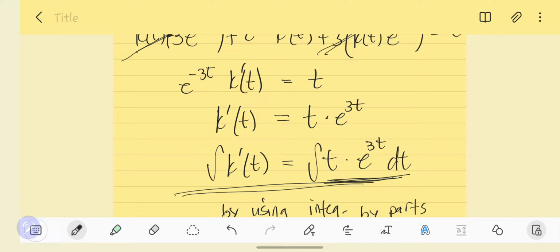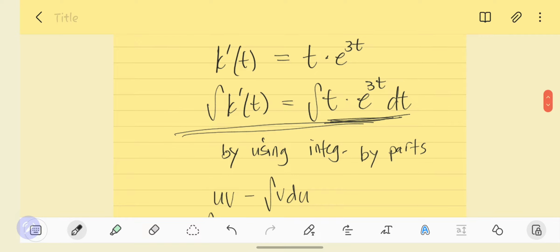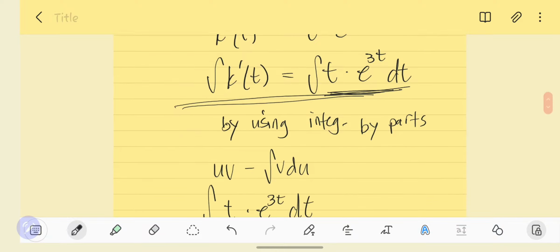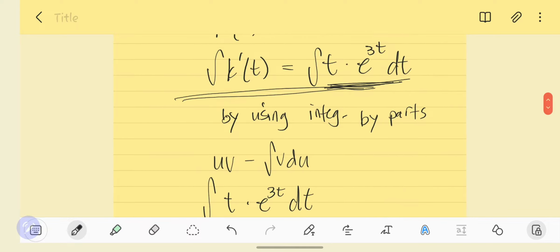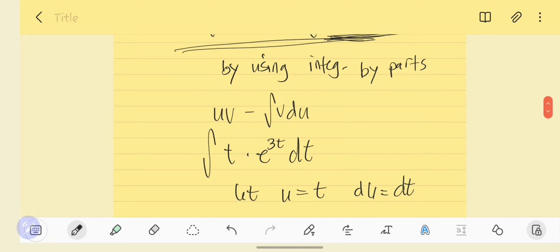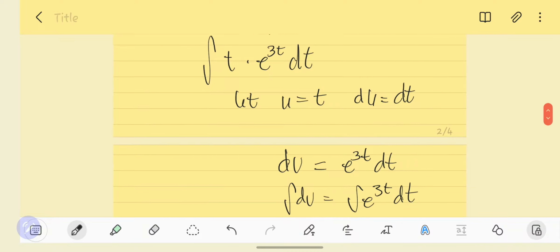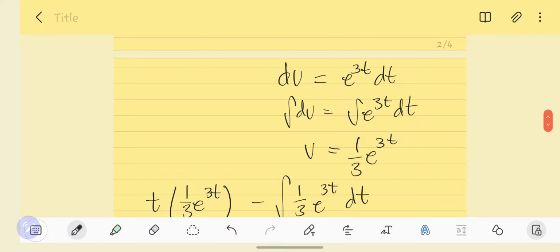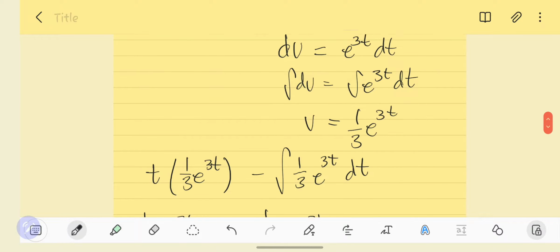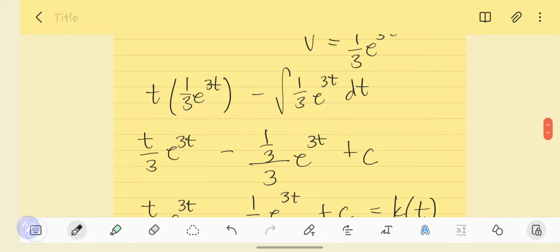Now integrating that, so we can get the k of t. The integral of k prime of t is equal to the integral of t times e to the 3t dt. Now by using integration by parts, uv minus the integral of v du. We let u is equal to t, then du is equal to dt, and let dv is equal to e to the 3t dt. Now the integral of that is 1/3 e to the 3t, and substituting that into uv minus the integral of v du, that becomes t over 3 e to the 3t minus 1/3 over 3 times e to the 3t plus c.